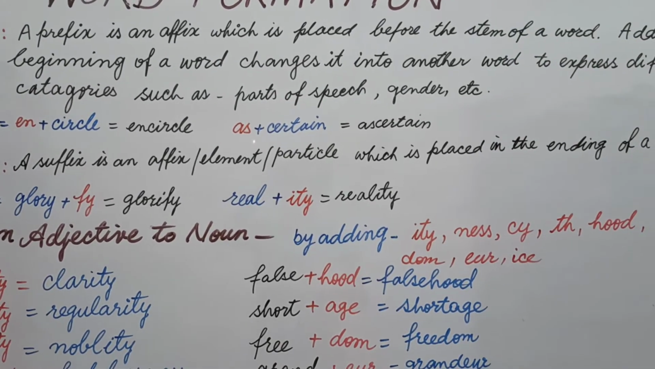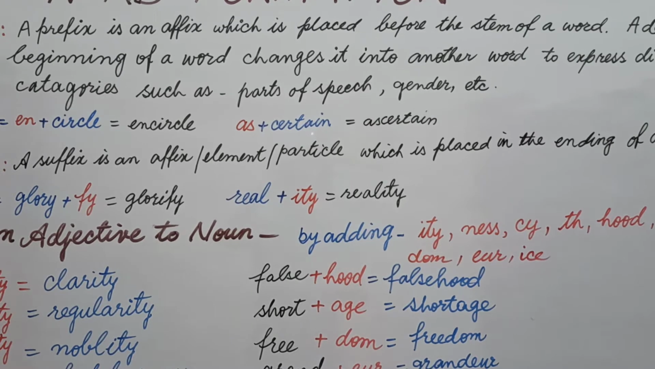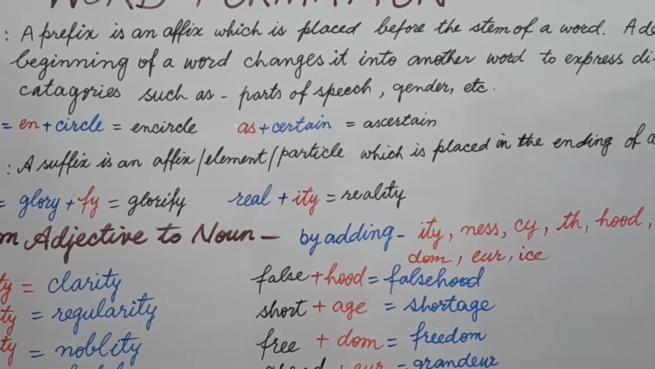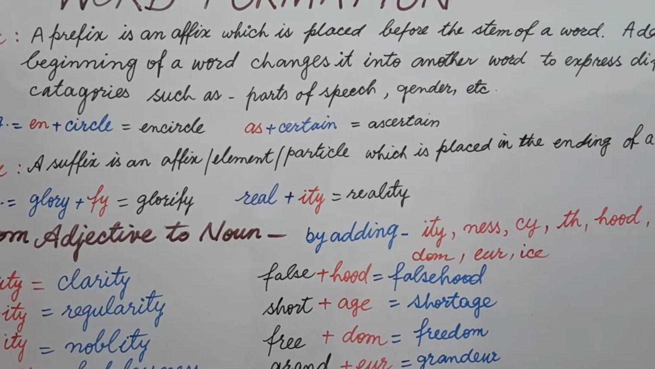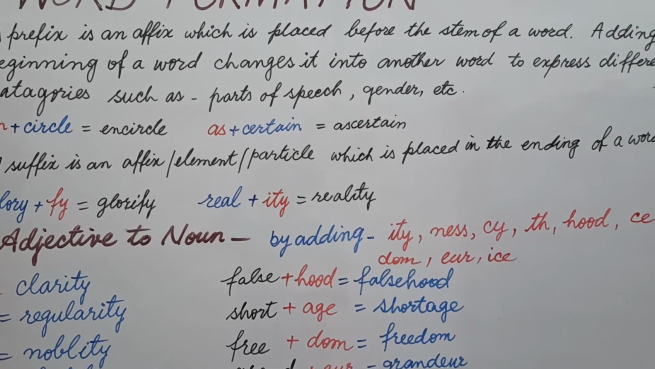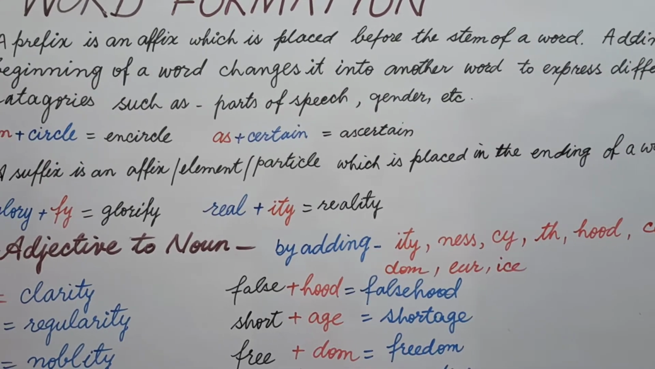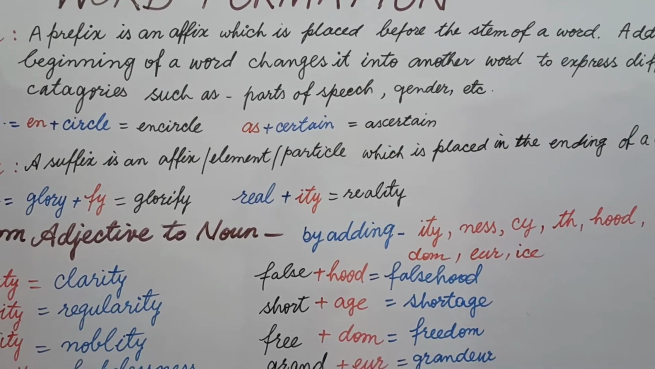Now let's see the second word, as. Certain. Certain is an adjective, students, and as is a prefix, and we add these two, and there becomes a new word, ascertain, means to make sure.